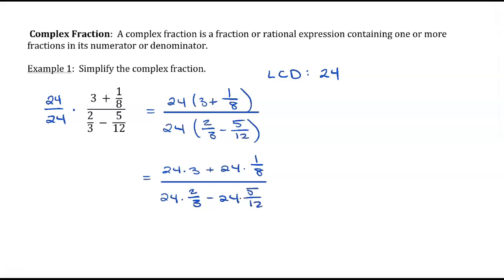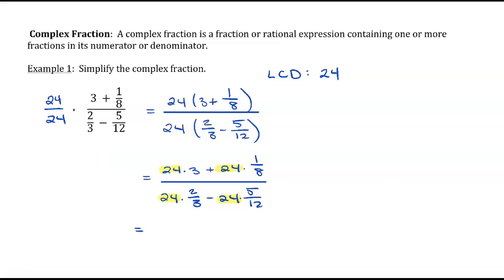Notice that the result of these steps is that we've multiplied every term in the complex fraction by the least common denominator. In future examples, we may simply jump from the complex fraction to this new fraction with each term multiplied by the least common denominator, because it's the equivalent of multiplying the numerator and the denominator by the same thing, or multiplying by 1.